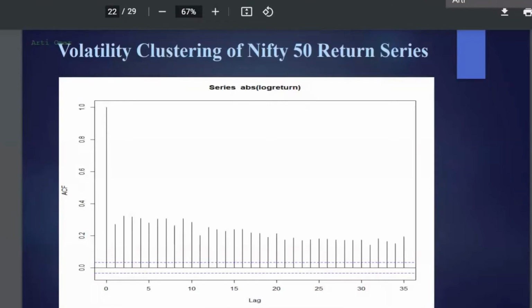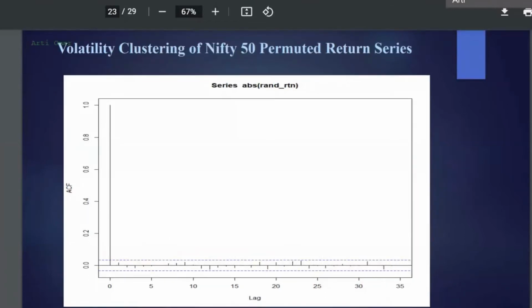now can you please switch to the 23rd slide? Yes. When you randomize the return series, you can see the heading also: volatility clustering of Nifty 50 permuted return series. Permuted means I have randomized it. There is a function also, you can see, I have randomized the return series, then taken the absolute value and plotted the graph. You can see the autocorrelation function shows there is no volatility clustering. Volatility clustering has gone completely. So I hope you understand what is meant by the ordering of the data.